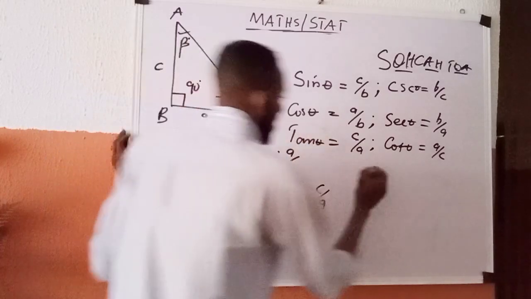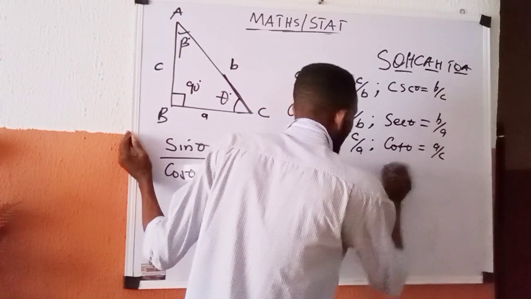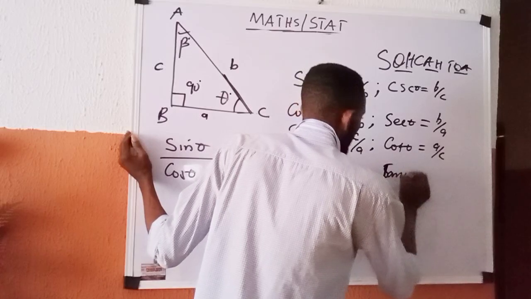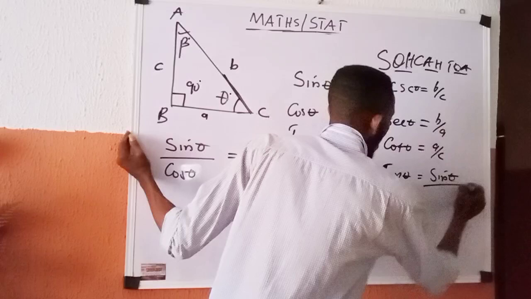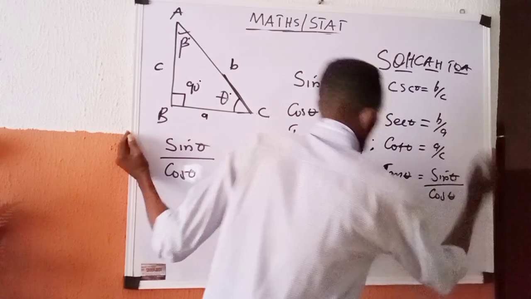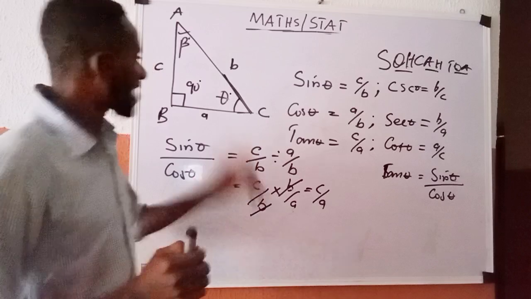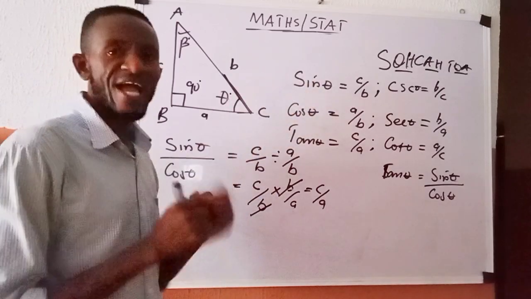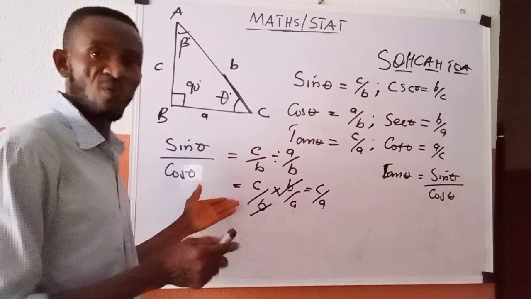So we now come here and say that tan theta equals sin theta all over cos theta. We have established that one. Then let us divide this by this and see what we are going to get. So permit me to clean this one we have done here on the board.